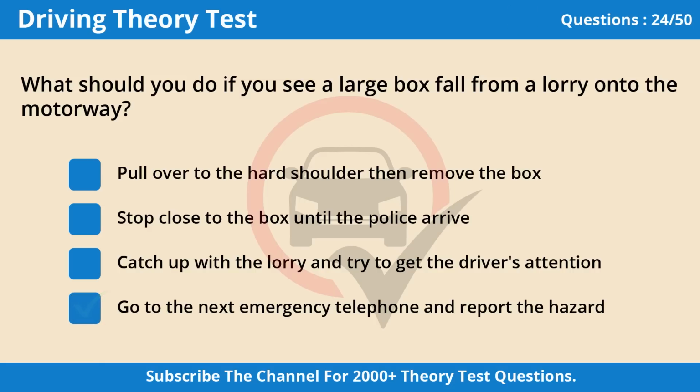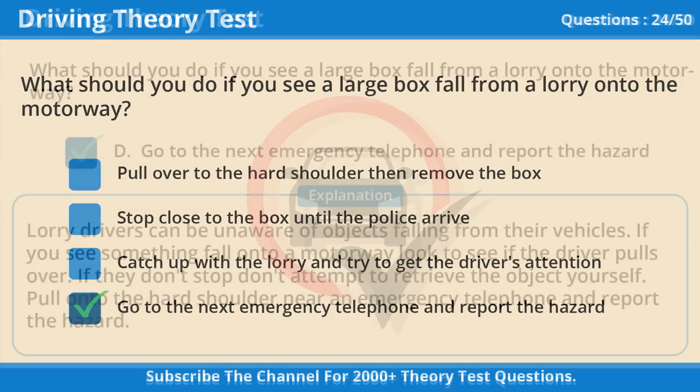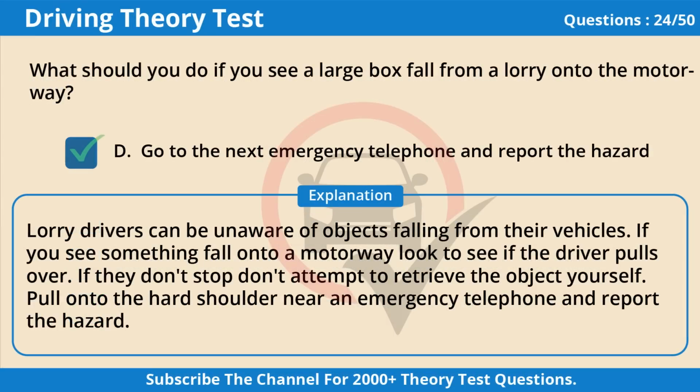D. Go to the next emergency telephone and report the hazard. Lorry drivers can be unaware of objects falling from their vehicles. If you see something fall onto a motorway, look to see if the driver pulls over. If they don't stop, don't attempt to retrieve the object yourself. Pull onto the hard shoulder near an emergency telephone and report the hazard.